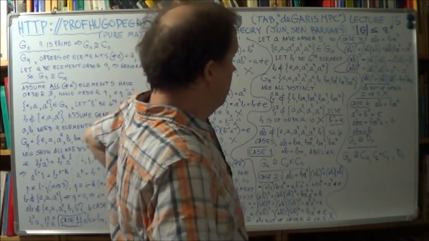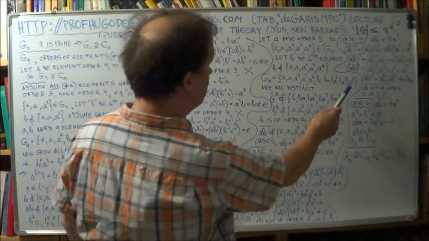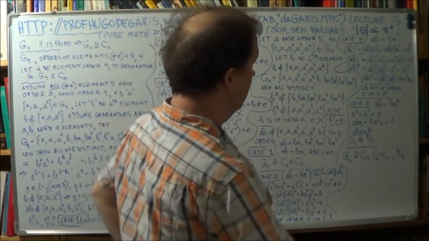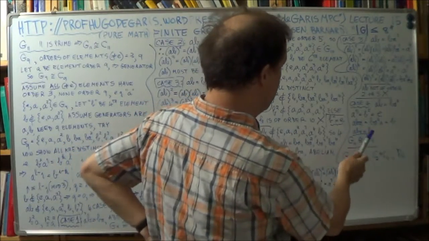Contradiction. Alright, case 4. What was the fourth case? This one. So AB might equal BA to the fourth. Alright, let's try that.